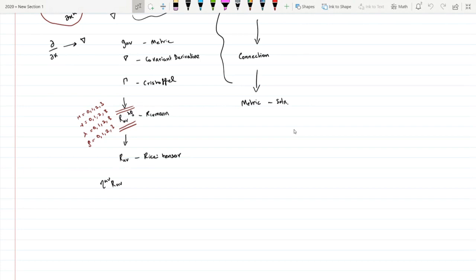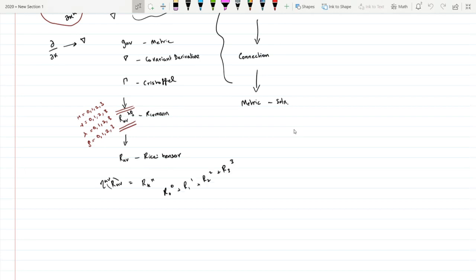So I'm raising, but can you see both indices are repeated? Okay, this I can write as R mu mu. It means I'm taking the trace of it. I'm just going to sum over all the diagonal elements. So this would just be R00 plus R11 plus R22 plus R33, right?